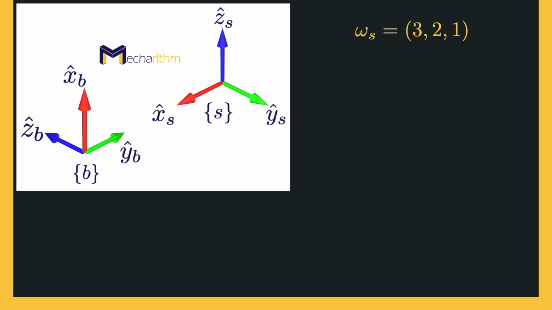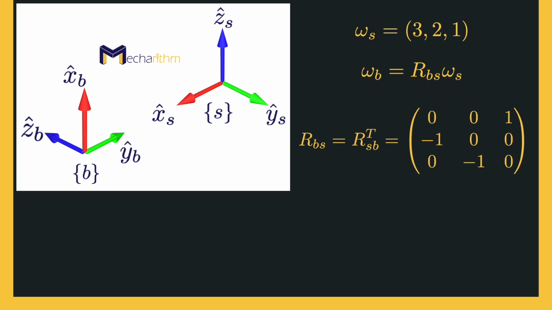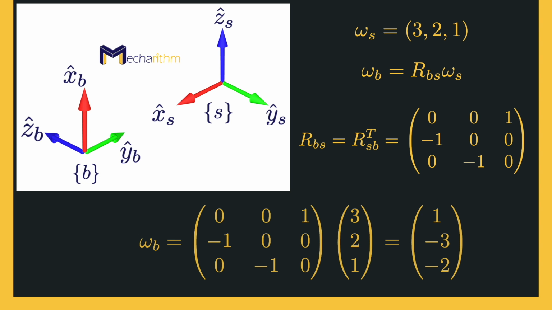As we just learned, we can represent the angular velocity in another coordinate frame using the rotation matrix representation of the orientation of one frame relative to the other. For our example, we can write omega B is equal to RBS times omega S. The rotation matrix representing the orientation of the S frame relative to the B frame can be calculated by taking the transpose of the rotation matrix representing the orientation of the B frame relative to the S frame, as this equation shows. Thus, the representation of the angular velocity in the body frame can be calculated as omega B equal to R transpose times omega S. So omega B is equal to 1, minus 3, and minus 2.